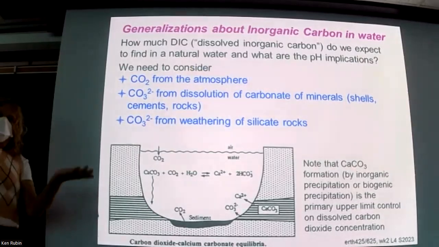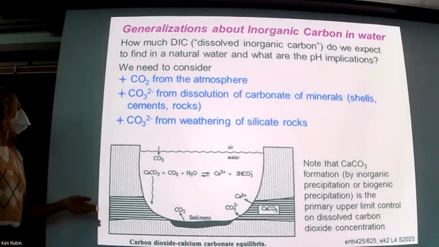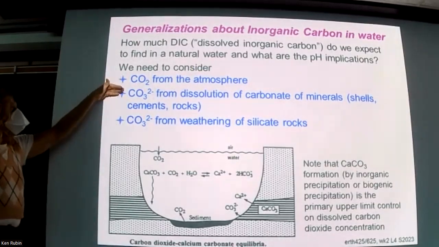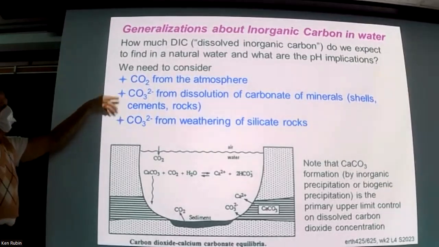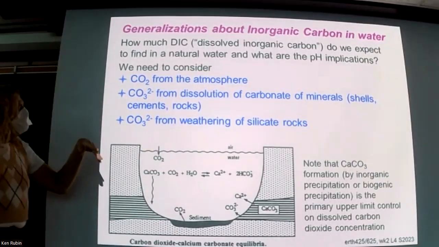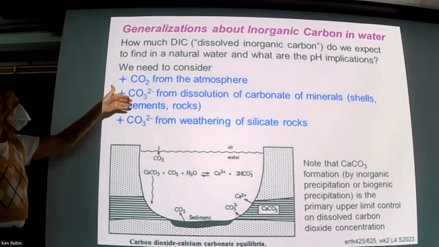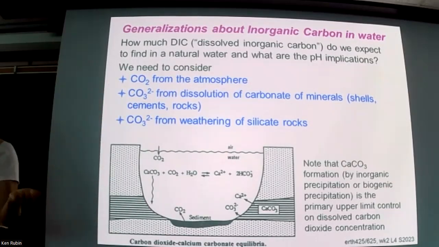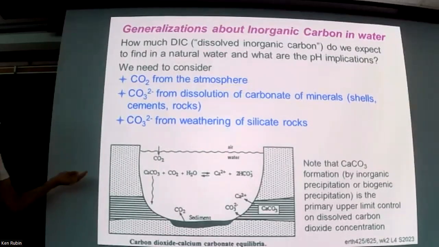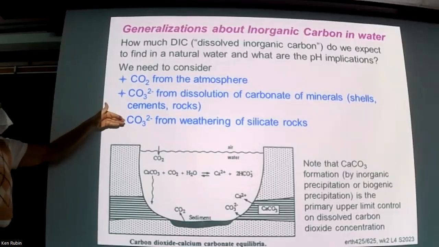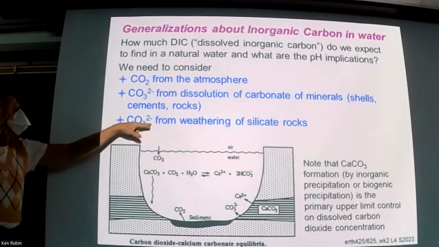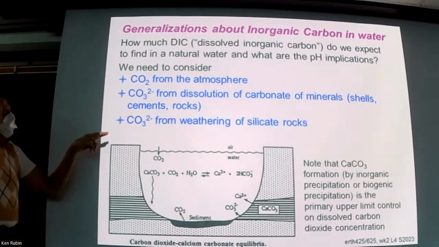We can think about, well, where does that carbon come from in natural waters? And there's these 3 main inorganic sources, right? You can exchange carbon dioxide with the atmosphere. You can get carbon dioxide from the dissolution of minerals that have carbon in them. And you can get carbonate from the weathering of silicate rocks. This one's a little bit less intuitive, but we'll talk about it today in a second.